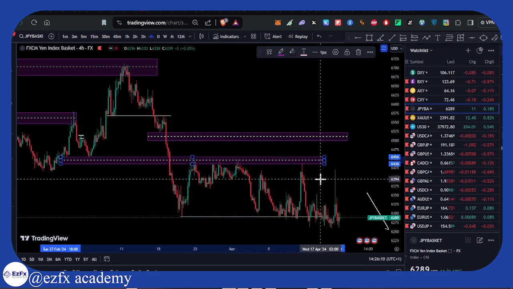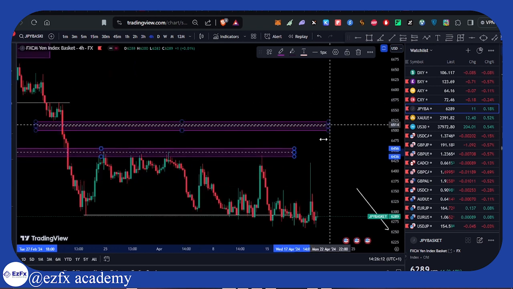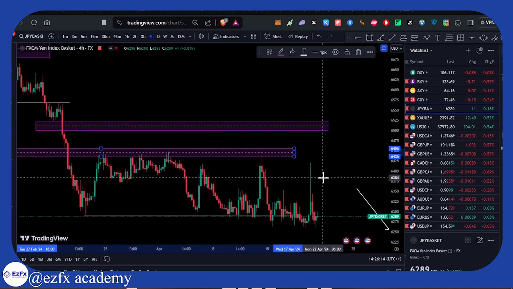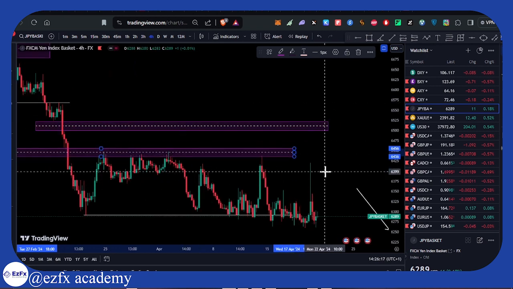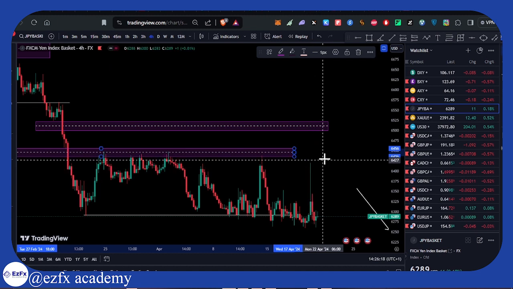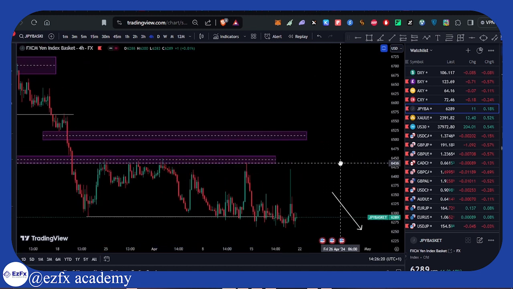Currently, we can see that there is this long wick candle, which is a rejection candle from this supply zone, or this order block, as it were. And I'll still be expecting the JPY basket to be bearish.